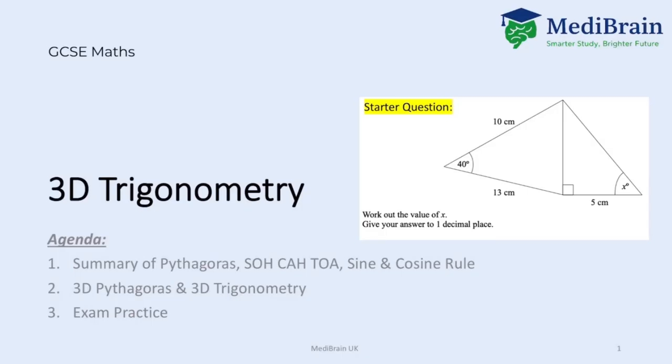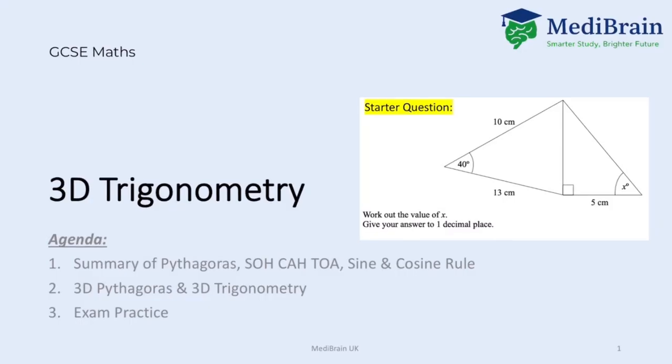In today's lesson, we are going to be looking at 3D trigonometry. We've done all the trigonometry that we need to know. We've done Pythagoras, SOHCAHTOA, and the sine rule and the cosine rule. Today's lesson will be a recap of all of that, and then we will move on to 3D Pythagoras and 3D trigonometry. We'll look at an example, and then move on to some exam questions. First, let's go through the starter question.